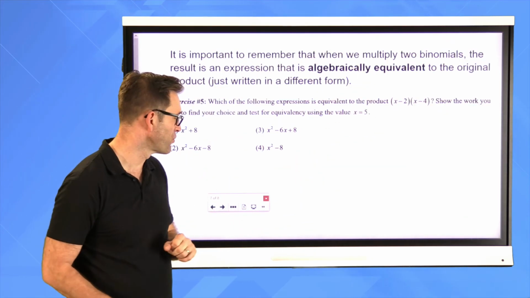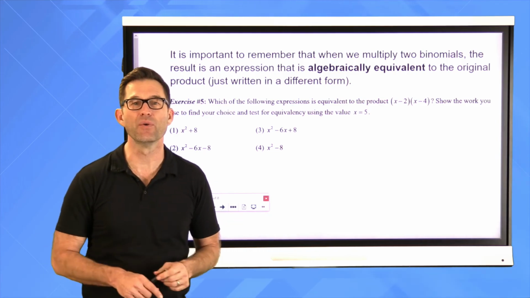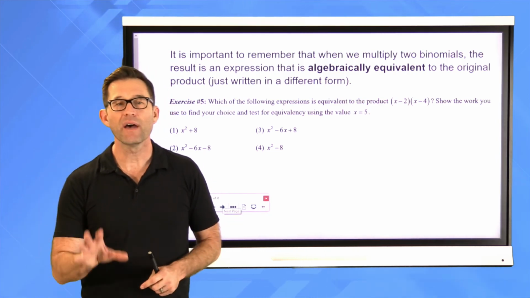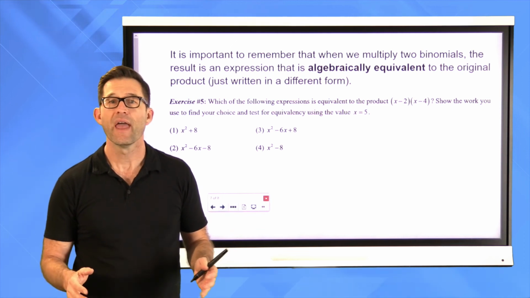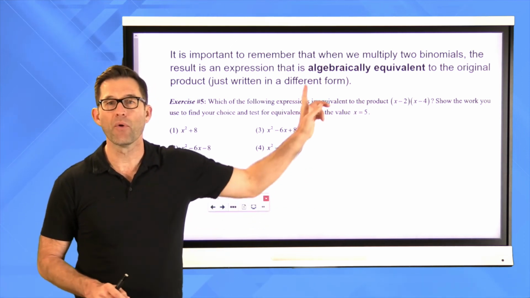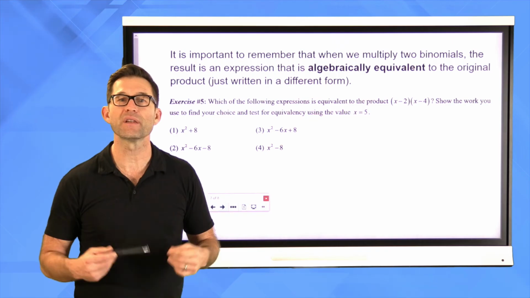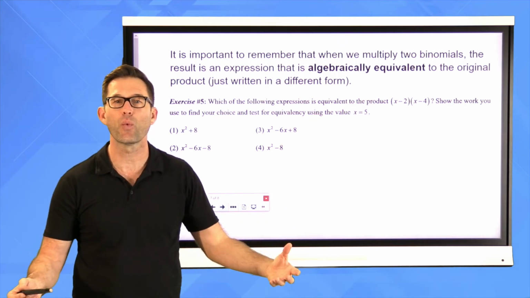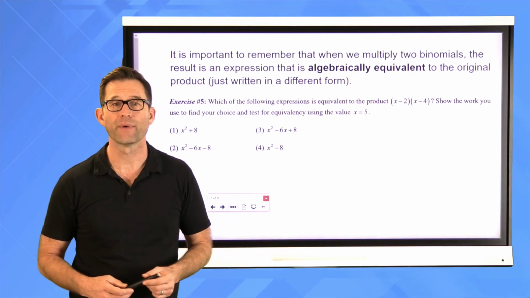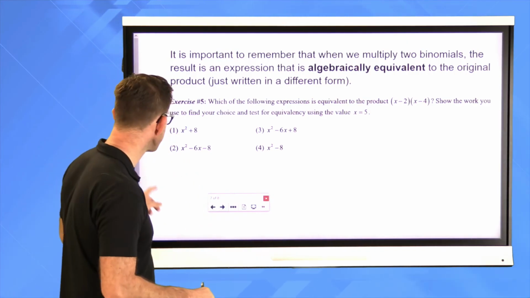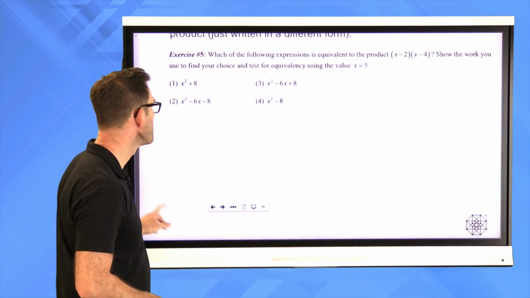We'll play around with some more algebraic puzzles towards the end of Unit 1. All right, but we definitely want to make sure that we've got this process down of multiplying two binomials. And it's important to remember that when we multiply two binomials, the result is an expression that is algebraically equivalent to the original product, just written in a different form. All right, so let's take a look at one last exercise on this, and then we'll finish up the lesson.